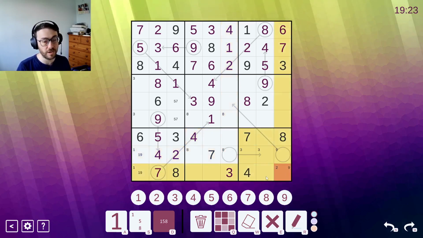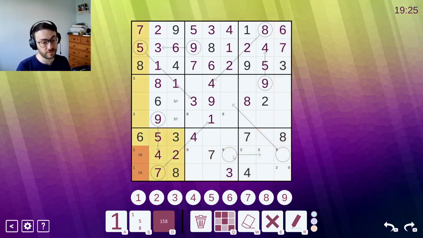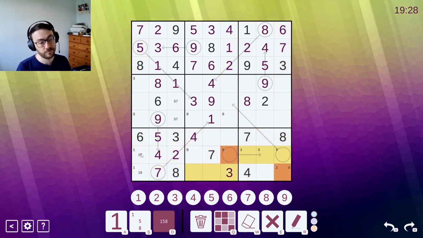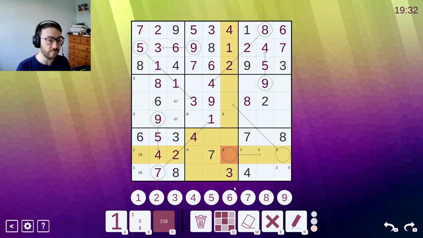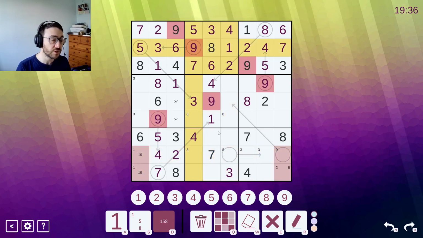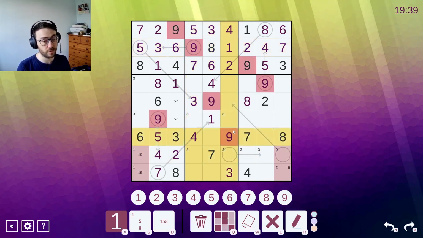That one would become a 9. What happens to these two cells? Suddenly I've got a 9 and a 9 here, and there'd be no space for a 9 in the box. So actually, sadly, that cannot be a 9. Which does give me a 9, so that is the 9 in the box.